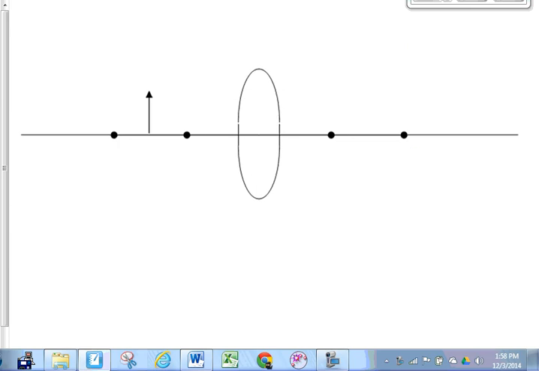Next one. We've got our object placed somewhere in between F and 2F, distance away from the lens. First ray, parallel to the principal axis, down to the focal point. Where's that second ray go?